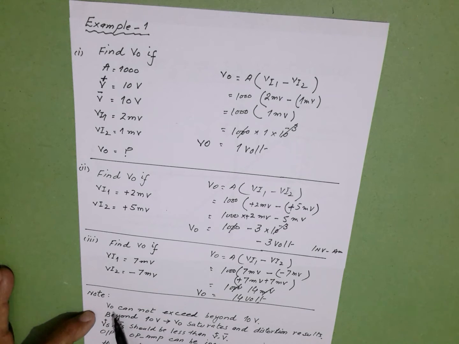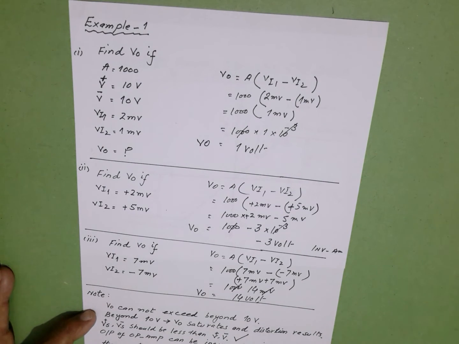Note, V naught cannot exceed beyond 10 volt, correct? Beyond 10 volt, V naught saturates and distortion results. Positive saturation, negative saturation voltage should be less than the DC voltages V positive, V negative. This point is to be noted, important.